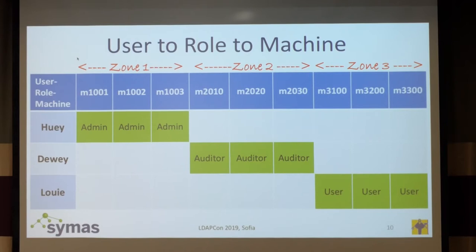And then we can do things like this. We can have these guys, like these ducks here, Huey, Dewey, and Louie, and we want to keep our ducks in a row. So we can say this guy can only log on to these machines, and another guy can only log on to another set of machines, and so on and so forth, and manage that.